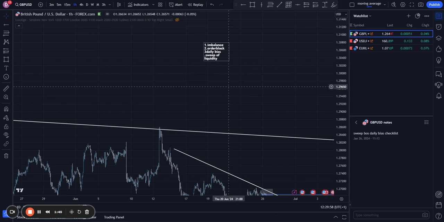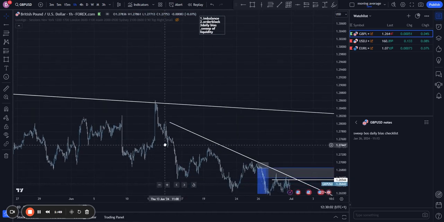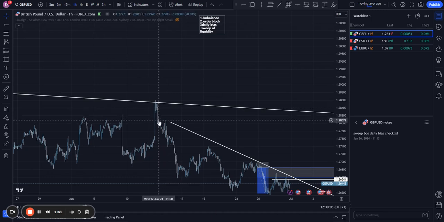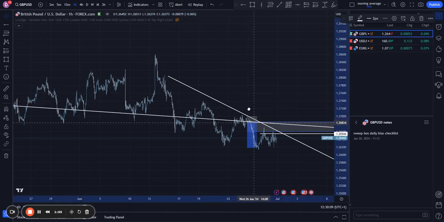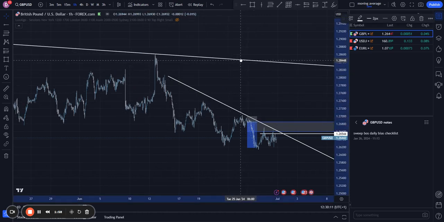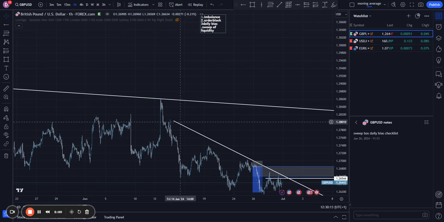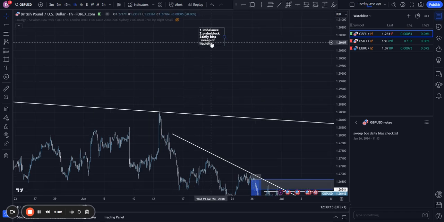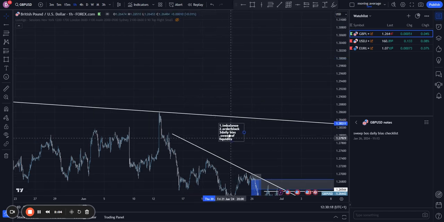You wait for the sweep, then the break of structure, which will be on the lower time frame, the retest of the fair value gap, and then price flies. So let me go through this one. You can also use trend lines as well. I like to use trend lines.